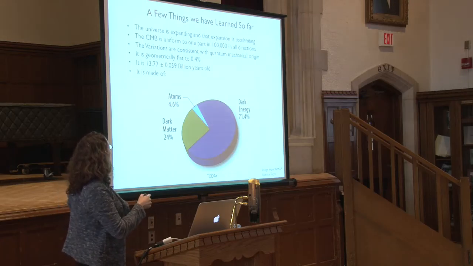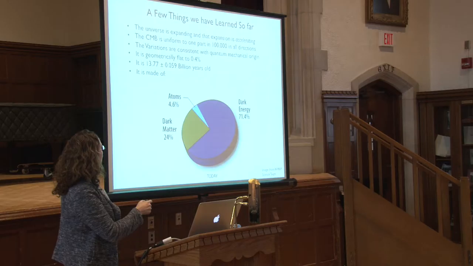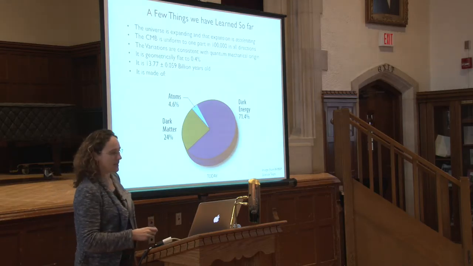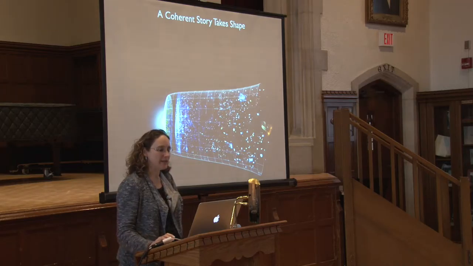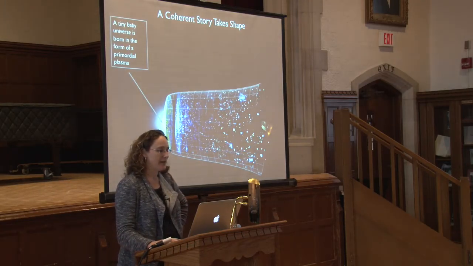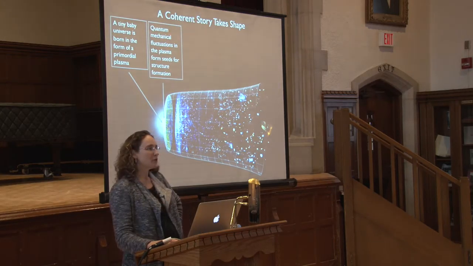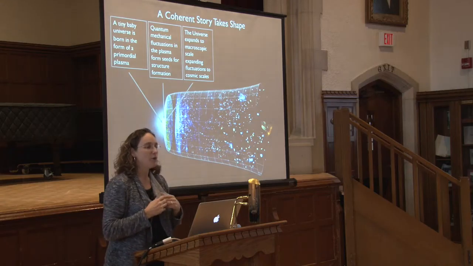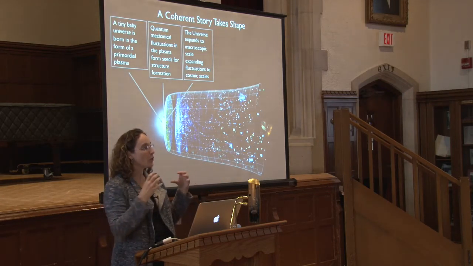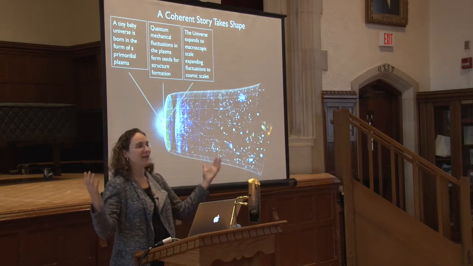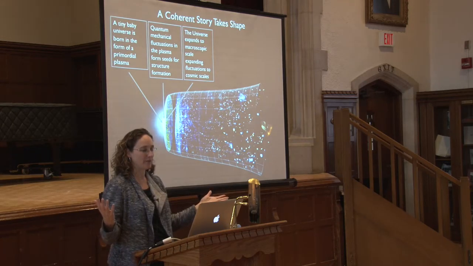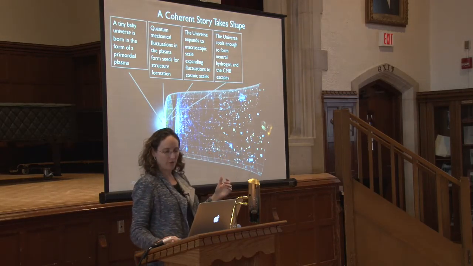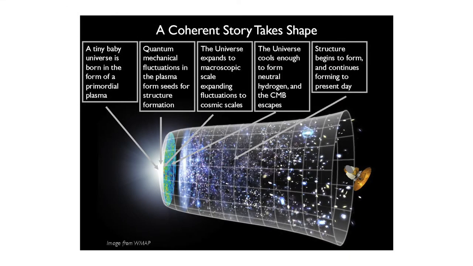We also know, we've now measured that the geometrical flatness is true to less than a percent. It is about 13.8 billion years old to pretty astonishing accuracy, and this is the makeup. So a coherent story starts to take place. So we have a tiny baby universe that is born in the form of a plasma. Quantum mechanical fluctuations in that plasma form the seeds for structure formation. The universe starts to expand, and when you expand to macroscopic scales, those quantum mechanical fluctuations are placed into macroscopic scales, providing the seeds for structure formation. And then you get this cooling, and then those seeds produce the structure that you see today. And that's the whole story, more or less, okay?